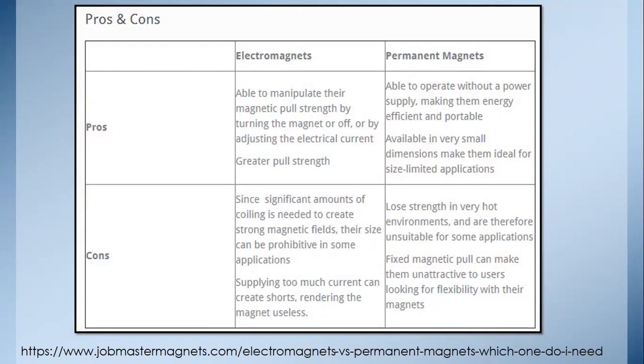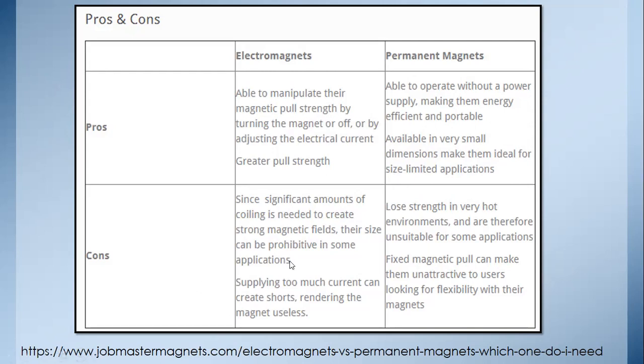Then permanent magnets, they work without a power supply. So they are portable and energy efficient as well, because you don't need a power supply to activate permanent magnets. And also these permanent magnets come in various dimensions. There are small magnets and also huge magnets, but depending on where you want it, what type of magnet you need, the permanent magnets are available in different dimensions.